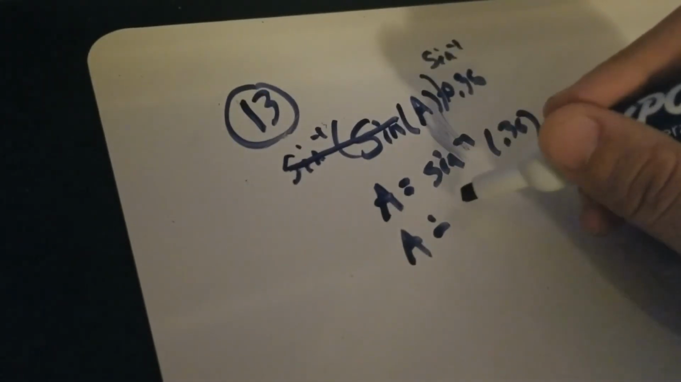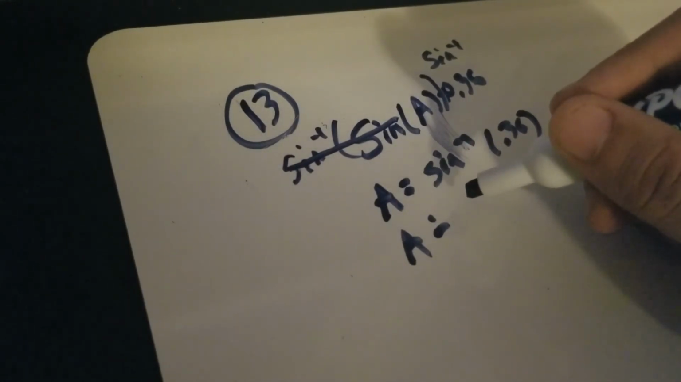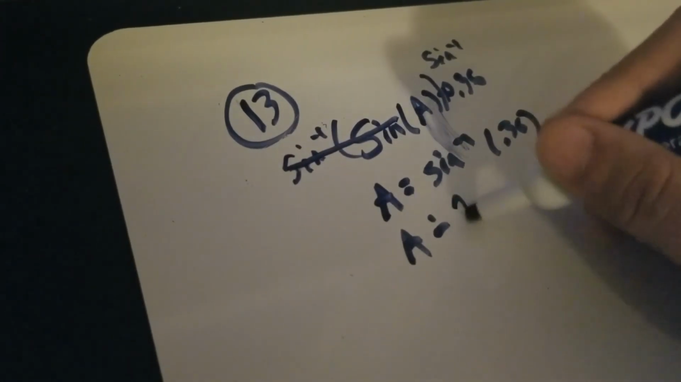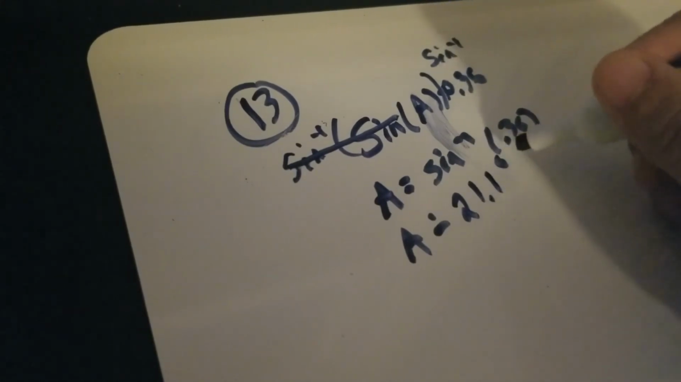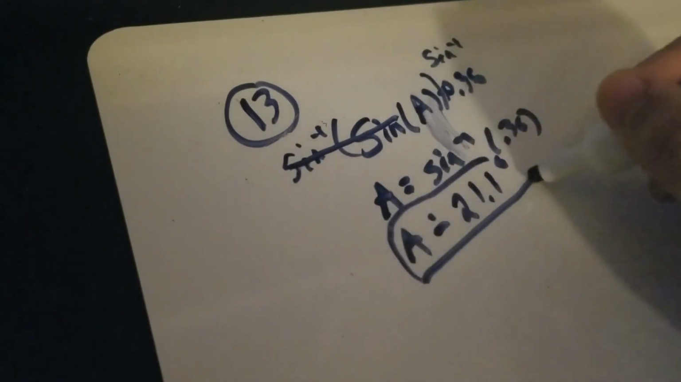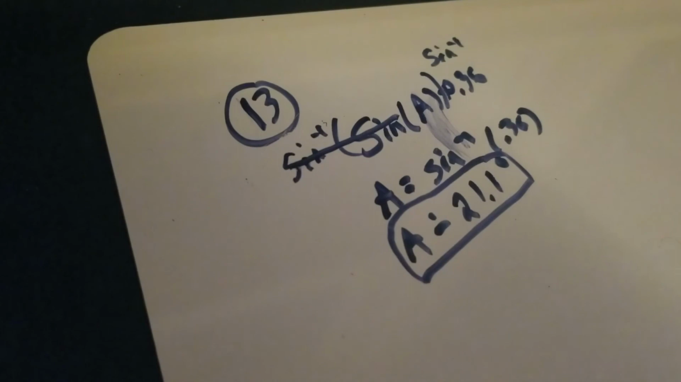All right, now I'm just going to find the answer by typing in the calculator. And interesting enough, I think this is an answer in question 3, 4, or 5, but it is 21.1 degrees. Or if I remember correctly, it's the side of one of the triangles we just did.